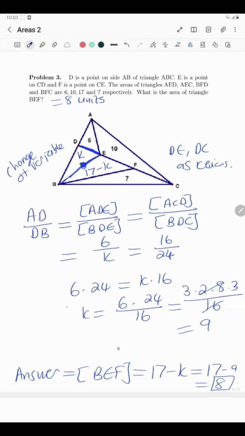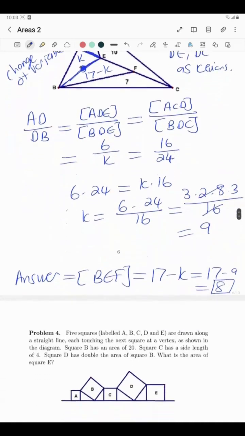So however you go about solving this problem, you will see here that the area of triangle BEF in this diagram evaluates to 8 units. A nice little problem which can be solved in many ways, as this diagram has many cevians and many triangles. Good. Alrighty. Trust you agree with that answer.